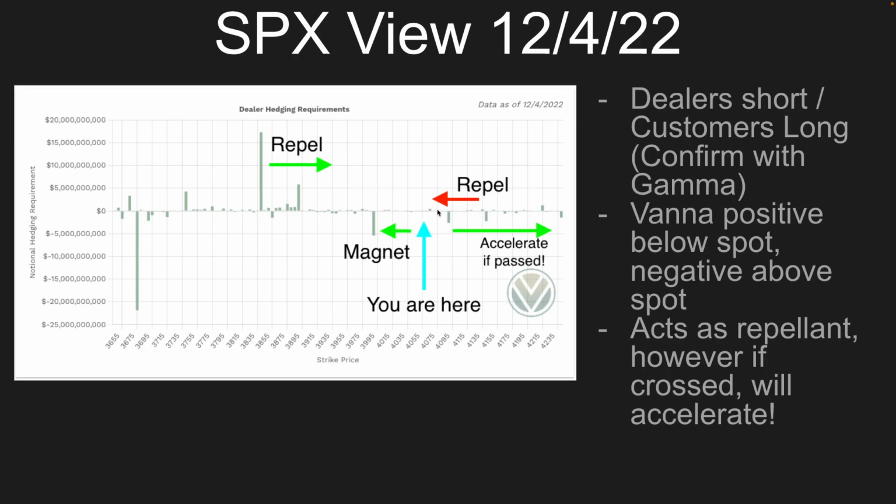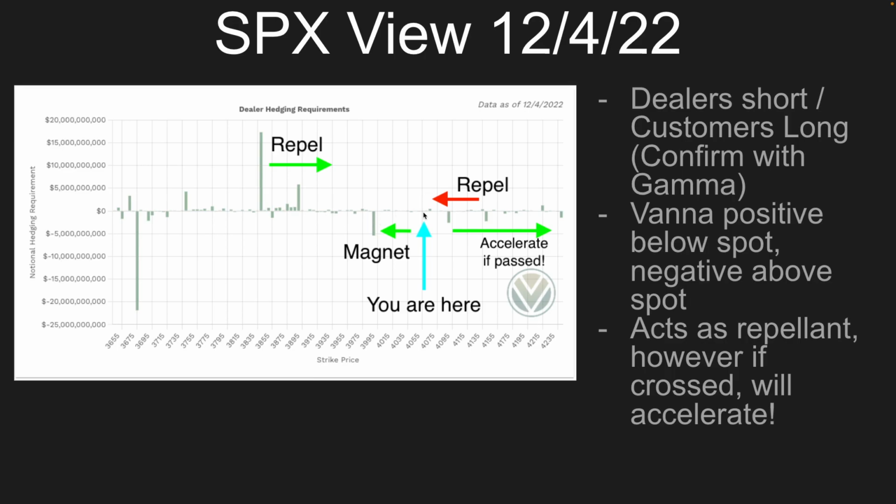And of course we should factor in things like positive gamma that's above us that could also act as repellent. Now here you could see at 4,000 we have negative Vanna below spot price. So this was a negative Vanna above spot price. Now we have negative Vanna below. This changes.